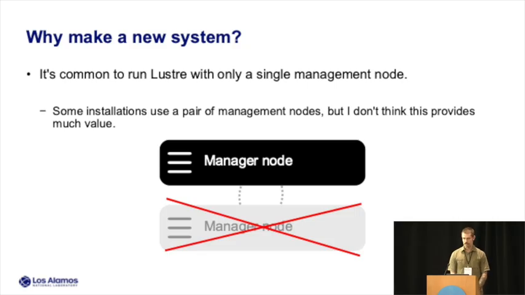First of all, it's pretty common to run Lustre file systems with only a single management node. Now, theoretically, Pacemaker can have a distributed management service where the management service itself is highly available, but since a lot of sites run it on a single node, that is not what actually happens in reality. Now, some file systems do use a pair of management nodes. Personally, I don't believe that provides that much value, but it is fairly common as well.